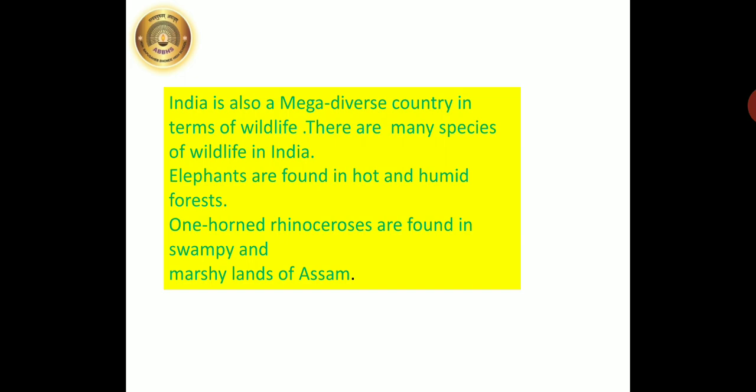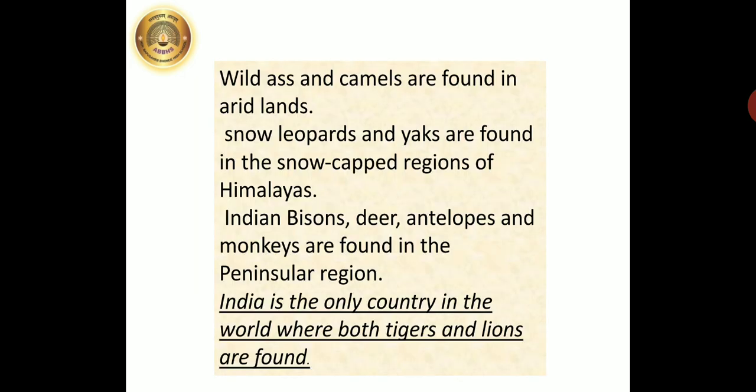India is also a mega diverse country in terms of wildlife. There are many species of wildlife in India. Elephants are found in hot and humid forest. Now think where you will find the hot and humid forest. One-horned rhinoceros are found in swampy and marshy lands of Assam. The wild ass and camels are found in arid lands. Arid lands are the dry lands.